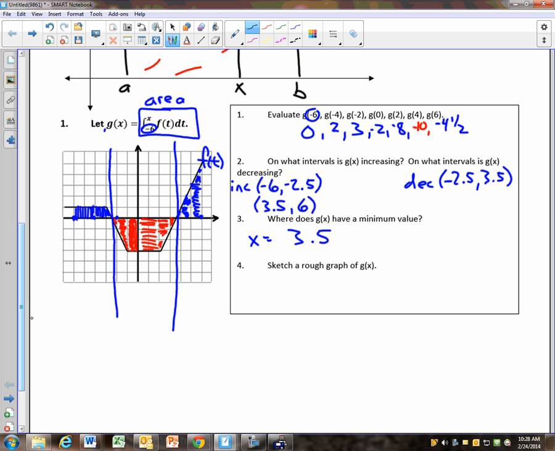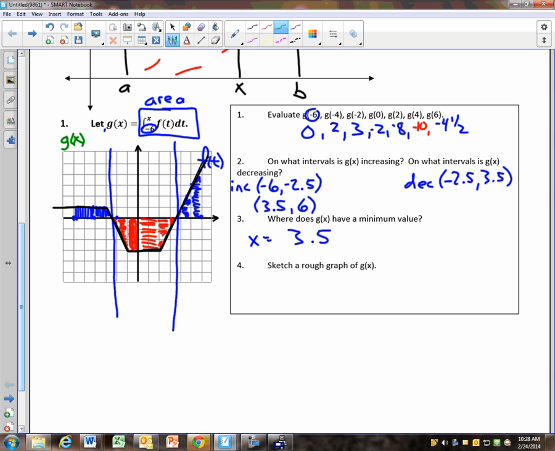It says, sketch a rough graph of g of x. So I know, well, okay, we know what f of t looked like. That was the black line that ran through there. I'll copy over it one more time. I'll draw the other one in green. Can we draw g of x in green? Well, sure we can. We can't draw an exact graph right now. We maybe don't have time to do that, but we can draw a rough graph.